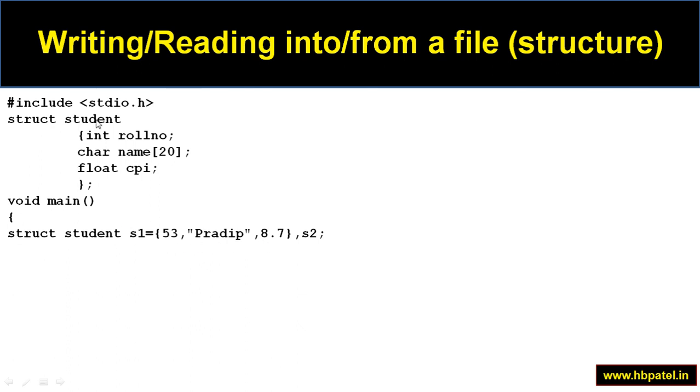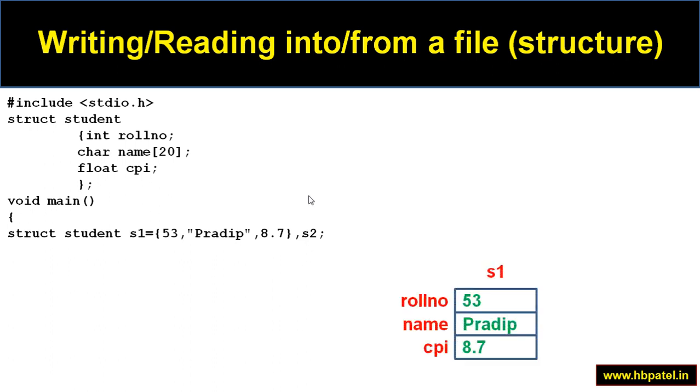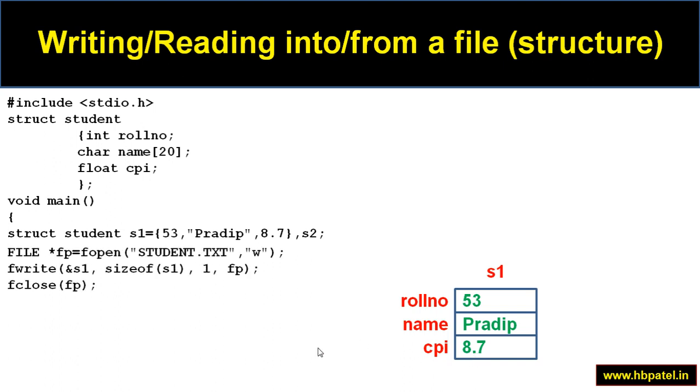So we have a structure with 3 members, roll number, name and CPI, and then we are creating 2 structures of this type student, S1 and S2. S1 is initialized to 53 Pradeep 8.7 and S2 is blank. So now how to write? I have S1, a structure with 3 members, 53 Pradeep 8.7. Then I open a file student.txt in write mode.